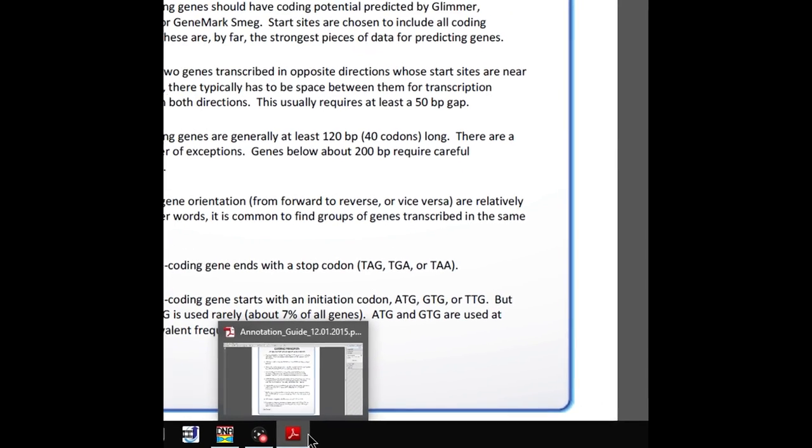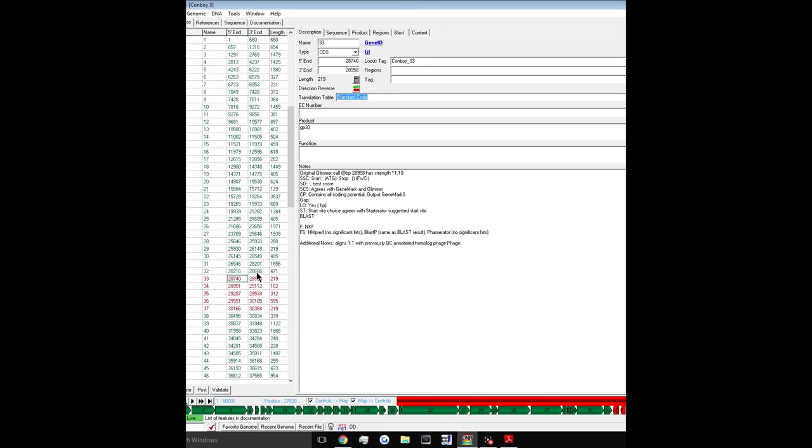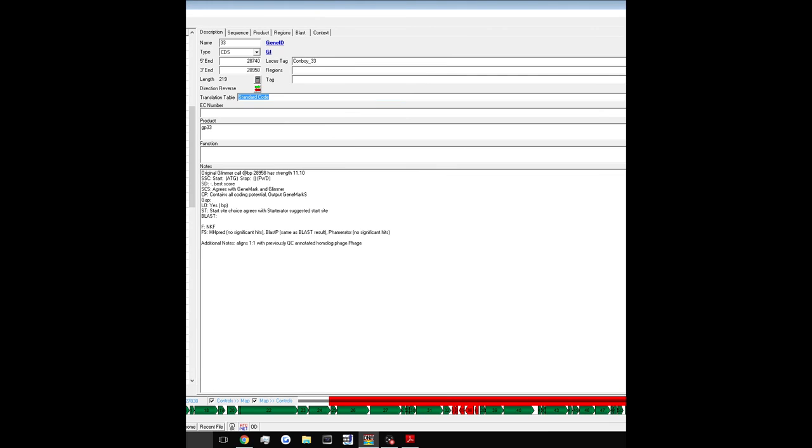It says upwards of 50 base pairs to allow for the transcription promoters in both directions. So if we see here, gene 32 ends at 28,686 and gene 33 picks up at 28,740, so that's a 64 base pair gap. That would be sufficient, that would be good, and we can credit these start sites at least based on that information.